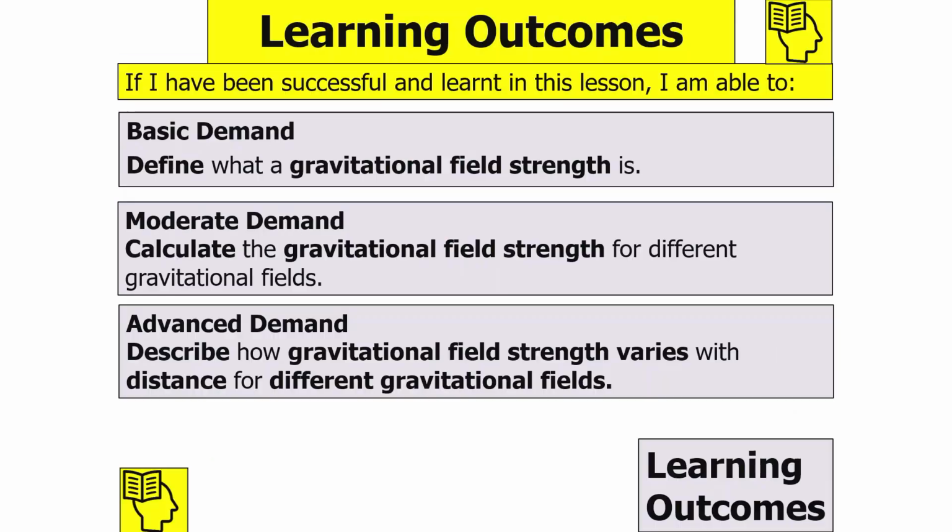So, what we can say is that if we've been successful in today's lesson, we should be able to firstly define what gravitational field strength is, then calculate the gravitational field strength for different gravitational fields, and then finally describe how the gravitational field strength varies with distance for different gravitational fields.